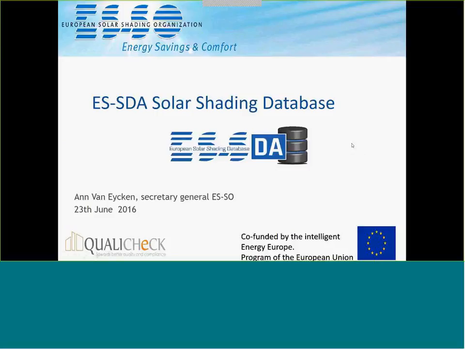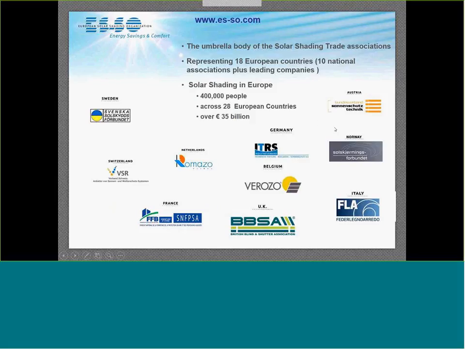So I would like to present you the ESDA Solar Shading Database. So what is ESSO? Who is ESSO? ESSO is the European body of the Solar Shading Trade Associations. We represent 18 countries. We have 10 national trade associations, and for the rest, leading companies in the other countries.